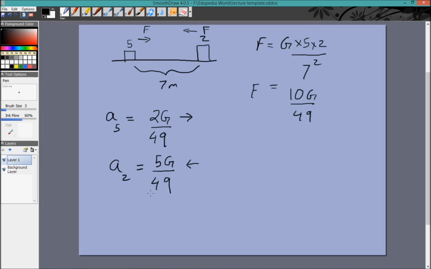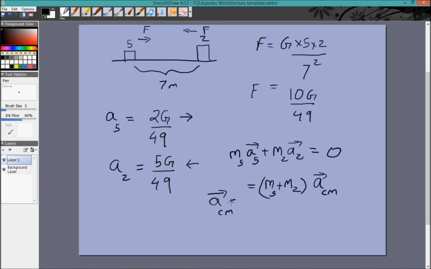Now what if I were to try to calculate M5, mass of the 5 kg object? It's 5 actually, so it's redundant. M5A5 plus M2A2. That gives me this multiplied by 5, 10G by 49 towards the right, plus 10G by 49 towards the left, which gives me 0. But this is equal to actually M5 plus M2 times the acceleration of the center of mass. This is the definition of the acceleration of the center of mass, right? M1A1 plus M2A2 by M1 plus M2. So which gives me the acceleration of the center of mass is 0. Right? Now this is a result which we've already seen before.